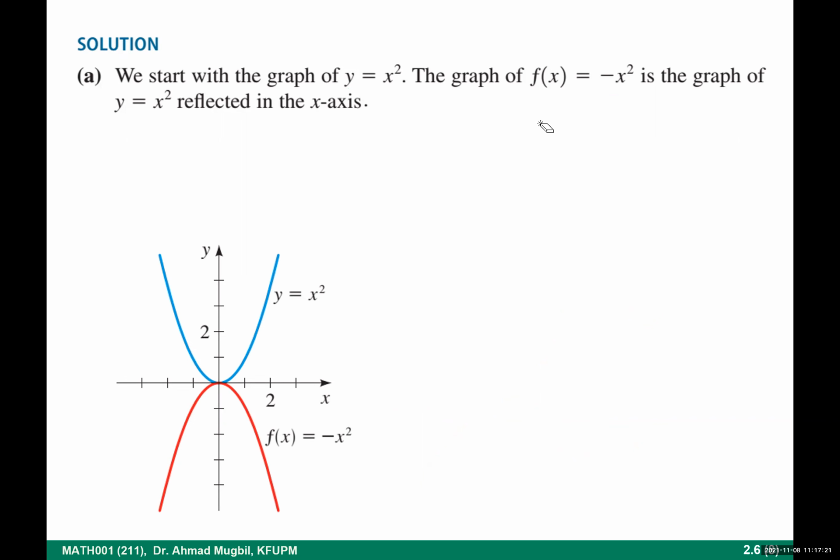Excellent. What about if we replace? If we have another function, g of x equals negative x all to the power 2. When we replace x by negative x, you can see clearly that this is the same as x squared. So the graph of this function is the same as the graph of what? Of y equals x squared. Why?